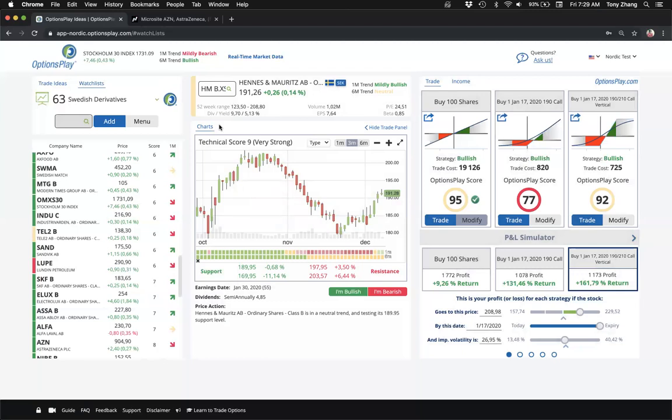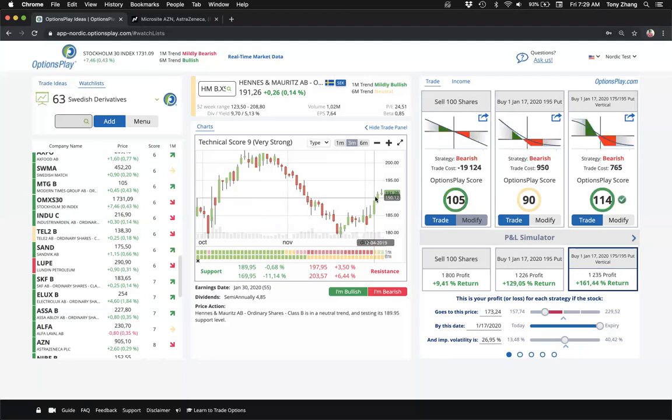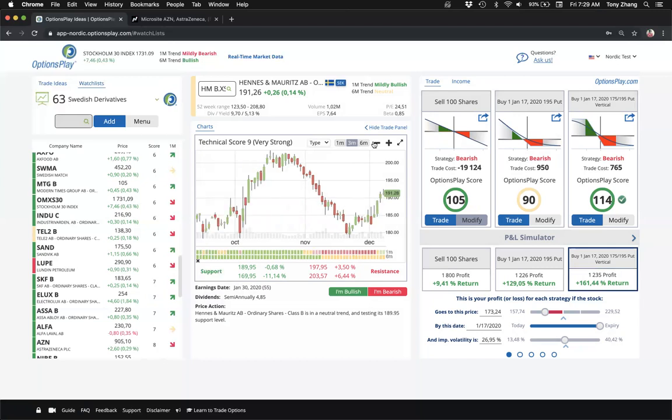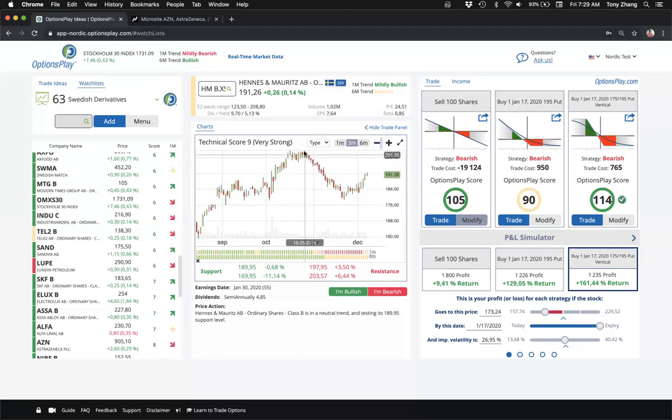Let's say I'm bullish on H&M, or, well, we already looked at one bullish strategy. Let's take a look at a bearish strategy. Let's say I'm bearish on H&M. Maybe I feel that even though this is a very strong stock, it's declined quite a bit, from that 200 down to 170, 180 or so. It's rallied back up. Now I think the stock may be heading back down to 178.